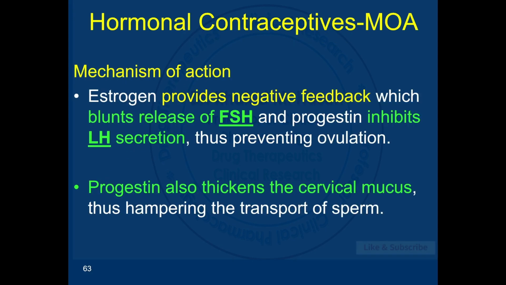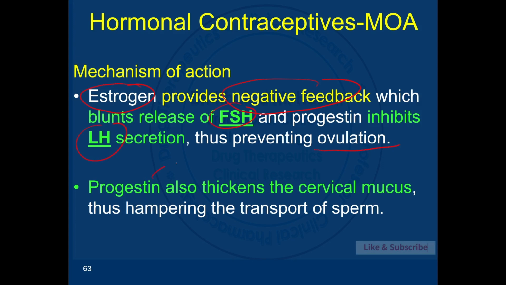Someone may ask how this hormonal contraceptive works. Here we are talking about the mechanism of action. Estrogen provides negative feedback on the axis that will lead to inhibited release of FSH and LH secretion, and this will lead to the prevention of ovulation. So you can see here the result will be prevention of ovulation. Our medication here, the estrogen, will exert negative feedback on the FSH and LH, and this will prevent ovulation.